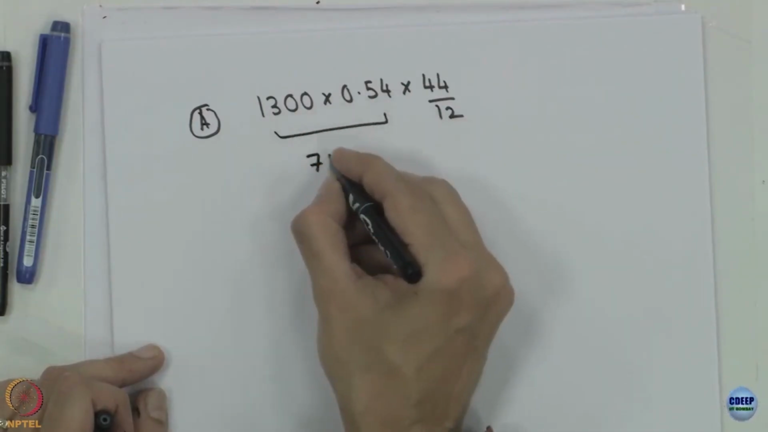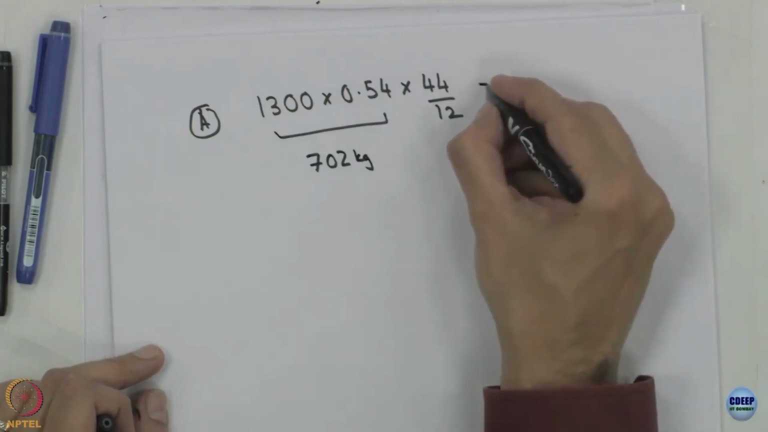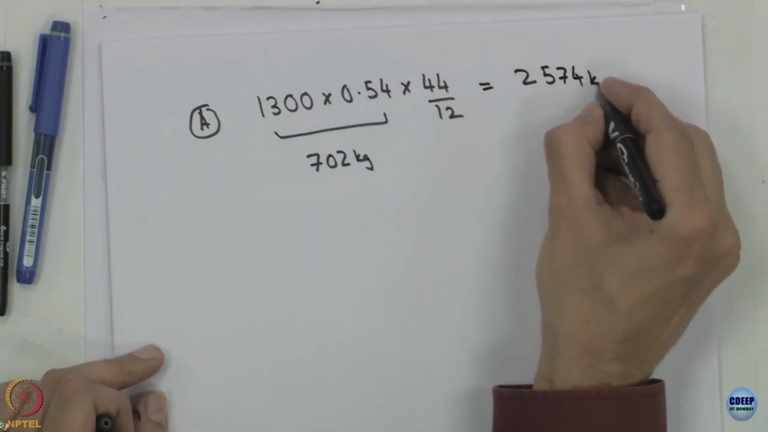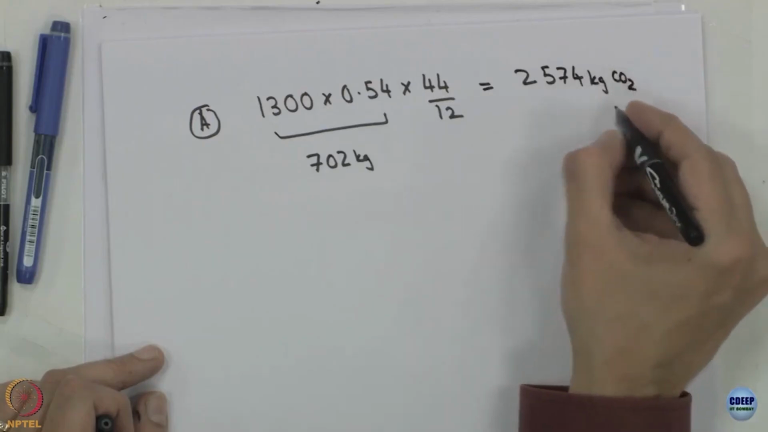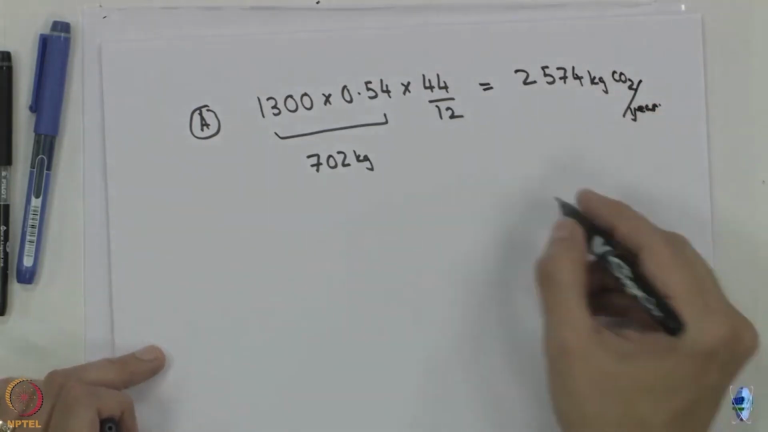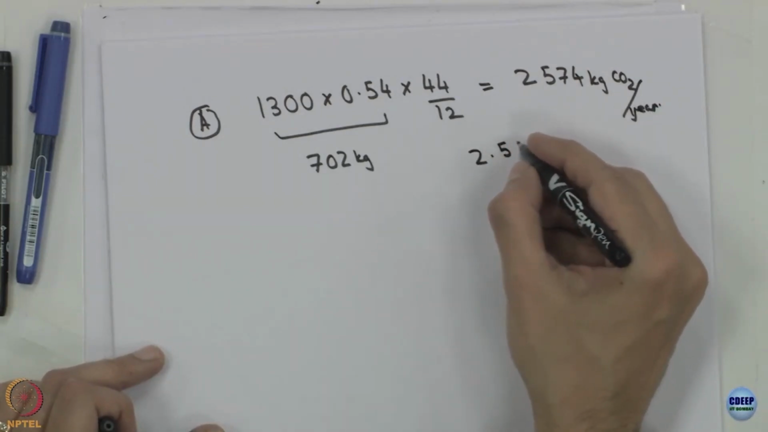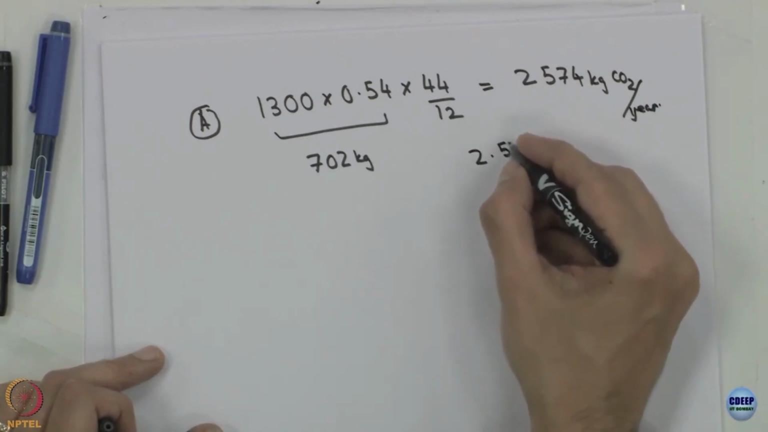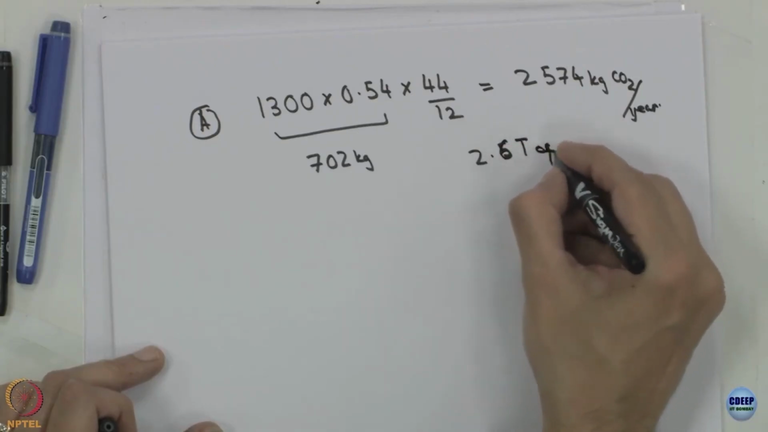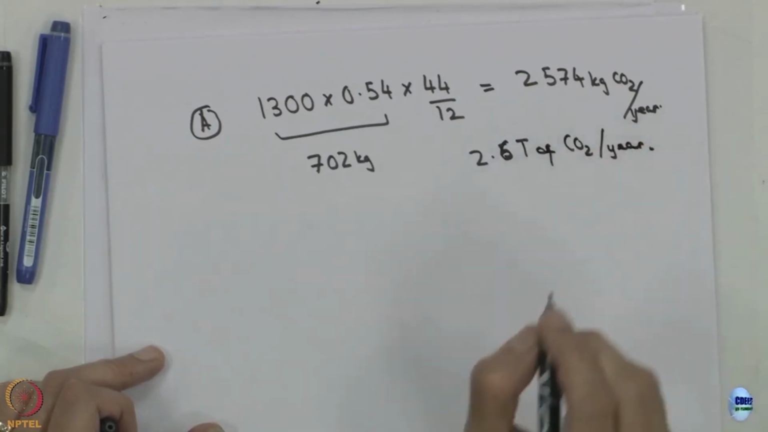This number comes to 702 kgs of carbon, multiplied by 44 by 12, this will be 2574 kgs of CO2 per year. That means one agricultural pump has 2.5 tons, or 2.57, 2.6 you can say, 2.6 tons of CO2 per year as the emission.